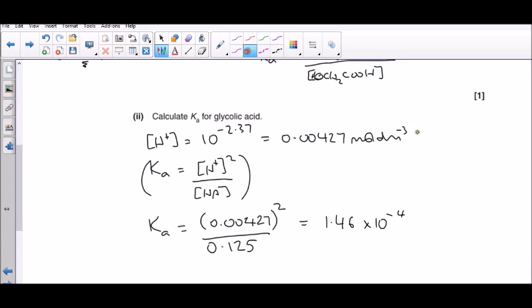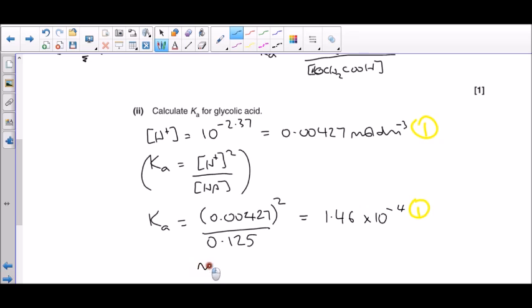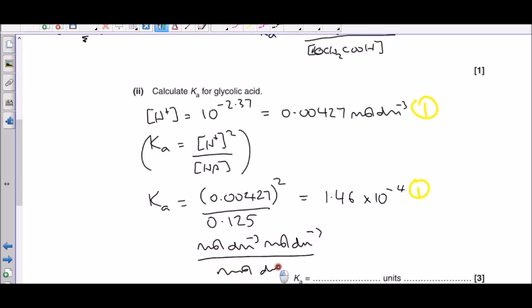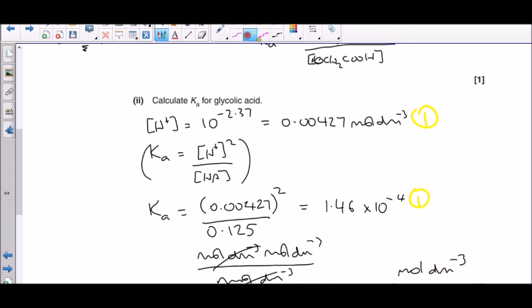So far we're getting 1 mark for the H plus. So again, if you see pH, always turn it into H plus. 1 mark for calculating the Ka, and then you can see at the bottom we've got units. So if we look, we've got 2 lots of moles per decimeter cubed on the top and 1 on the bottom. So we can cancel, and that leaves us with 1 lot of moles per decimeter cubed, and that is the 3rd mark in this question.